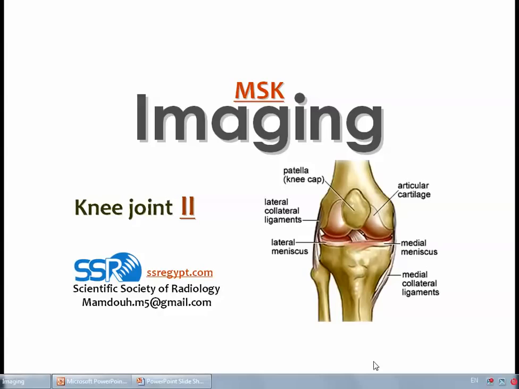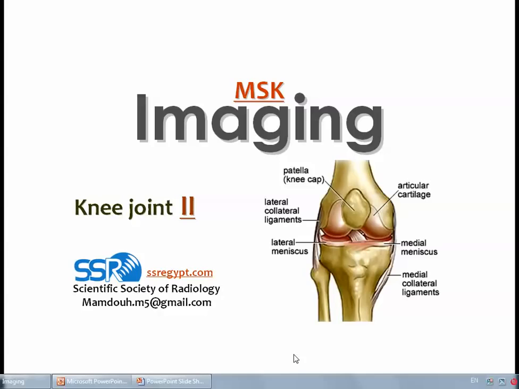Dear colleagues, this is the continuation of the section on MR imaging of the knee joint, and we have finished two parts of this section. We discussed the normal anatomy and the examination techniques. Also, we finished the meniscal pathology, and in the second part we discussed the injuries of the ligaments.